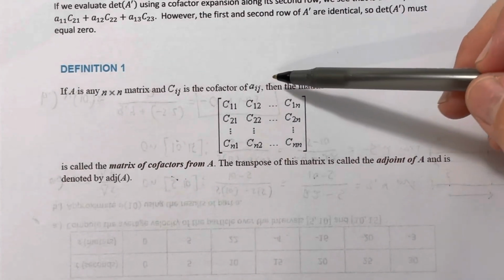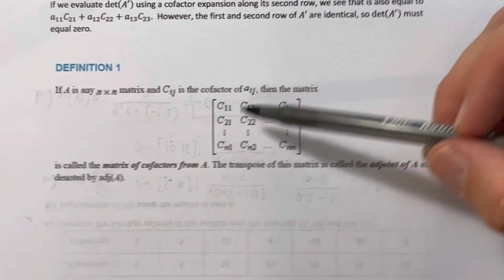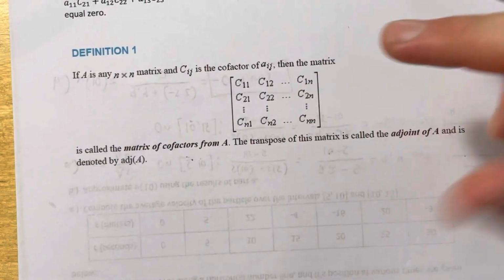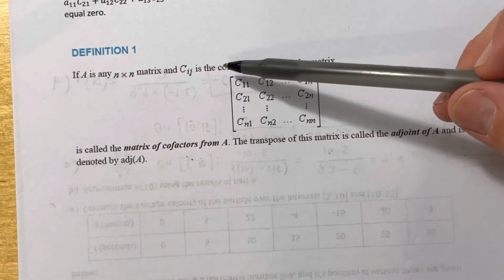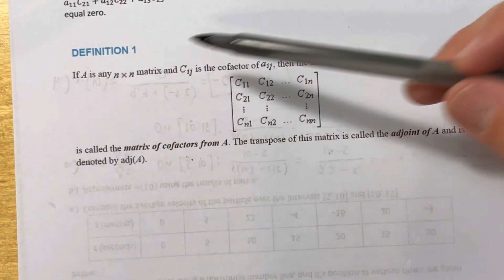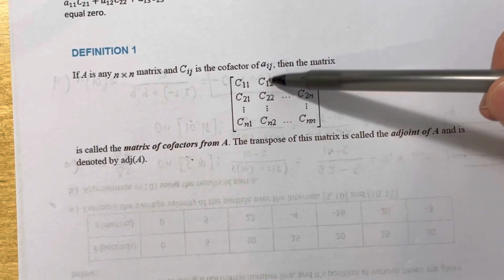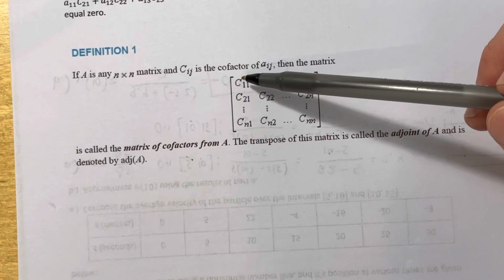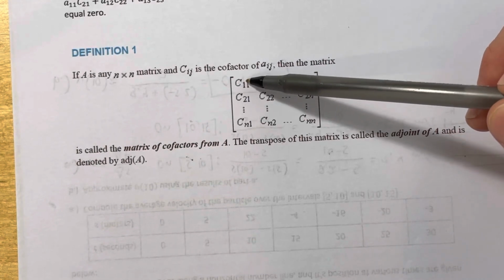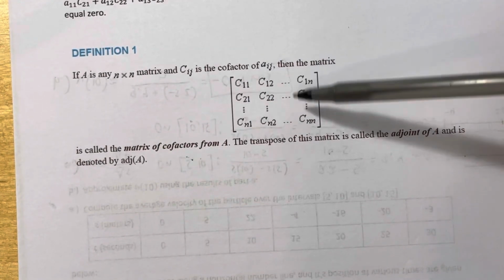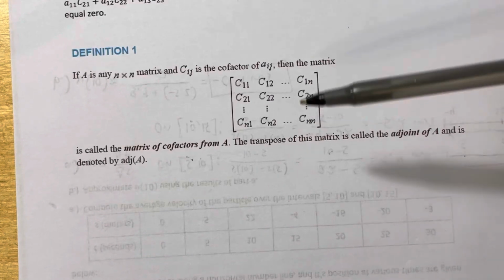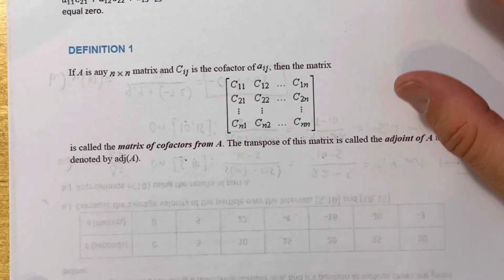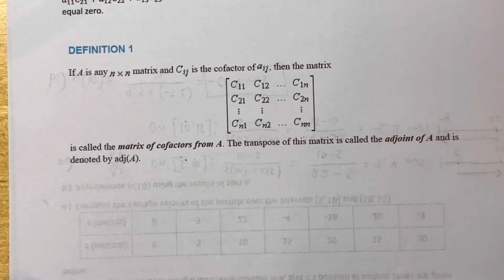Then if we take the n by n matrix that's formed by taking all of the cofactors of A and putting them in the positions that they were generated from, so the cofactor from the 1,1 position is put in the 1,1 position, and so on and so forth, we call that the matrix of cofactors for the matrix A.